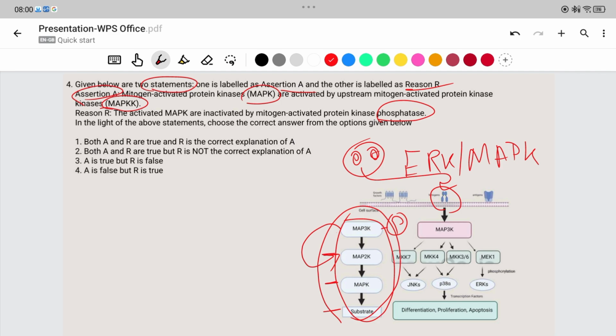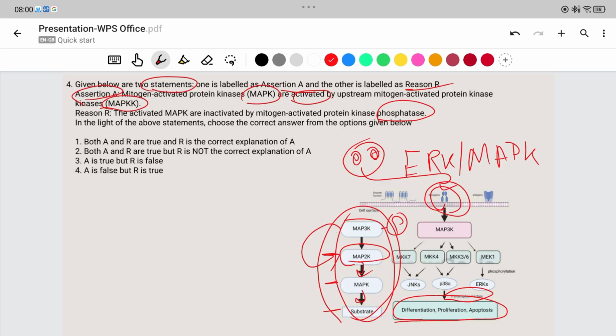Via the change in that receptor, the MAP3 kinase is phosphorylated, which will pass on the phosphorylation to the further downstream, that is the MAP2 kinase. The MAP3 kinase phosphorylates the MAP2 kinase, which will pass it on to the MAP kinase and further to the substrate. That could be a transcription factor, and via this it will regulate differentiation, proliferation, apoptosis, these kinds of processes.